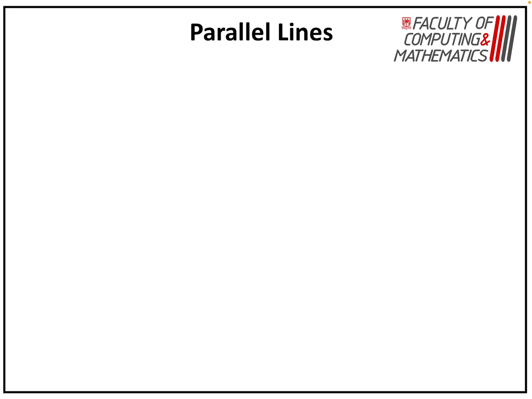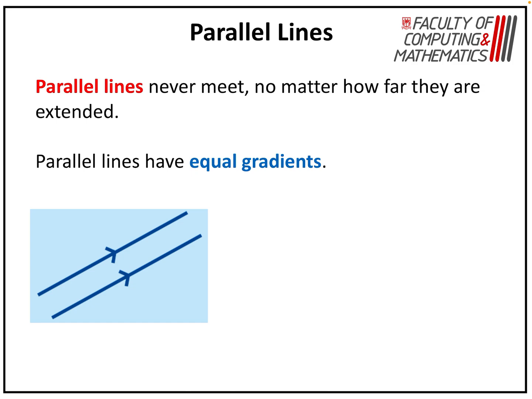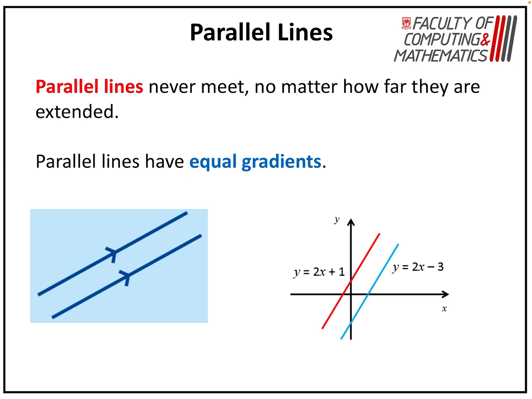So let's start off with some parallel lines. Now when you think of parallel lines, I want you to think of train tracks. Okay, they're never ever going to meet no matter how far they're extended. Okay, and they're going to stay the same distance apart. They've also got equal gradients. They look like this, okay, with the two arrows showing you that they're parallel. Or on a graph you can see because the gradients are the same that these lines have to be parallel.